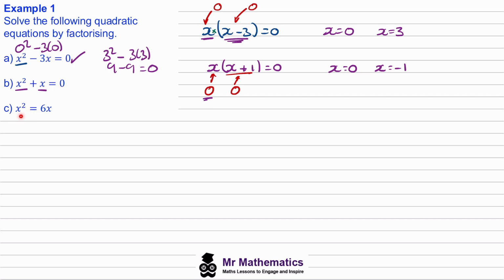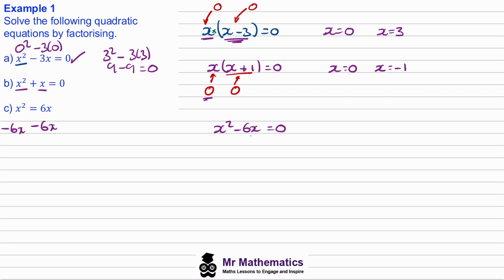So for question C, what do you think we need to do first in order to factorize? Well, the first thing we need to do is to make the quadratic equal 0. So we'll take away 6x from both sides. And then these two will cancel. So we'll have x squared minus 6x will equal 0.